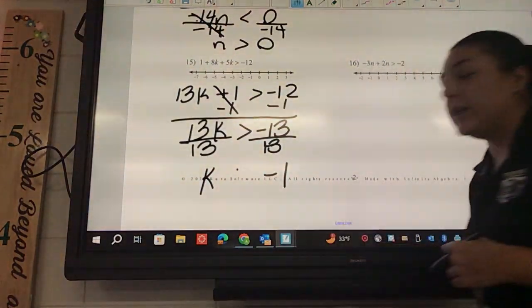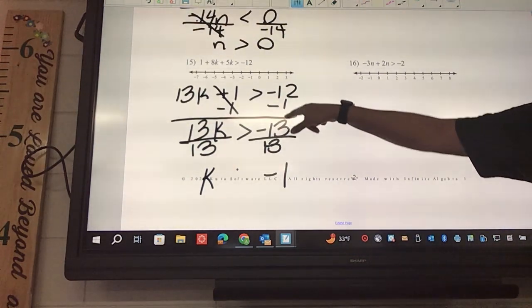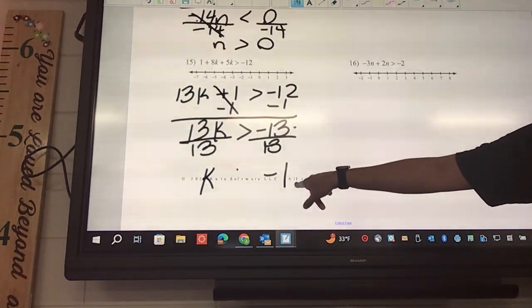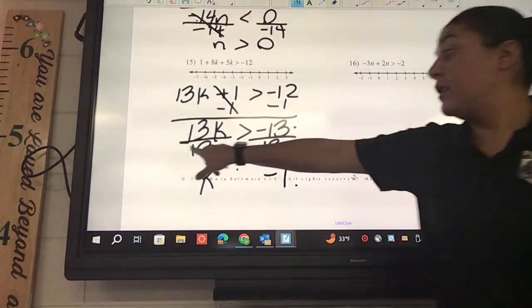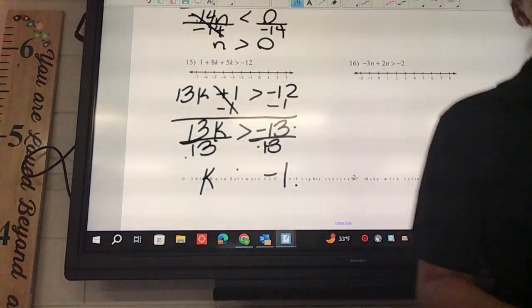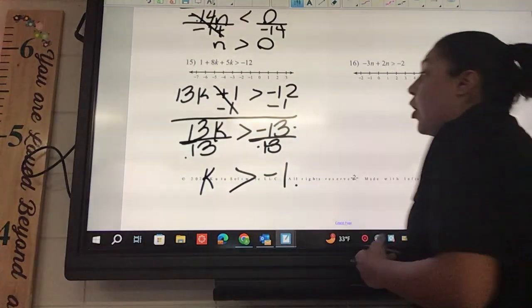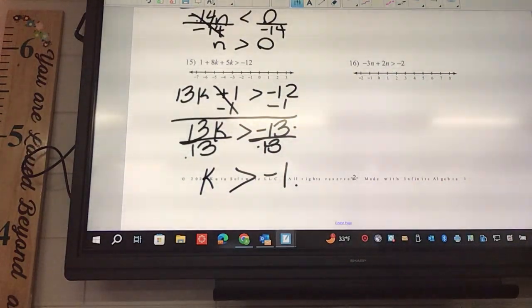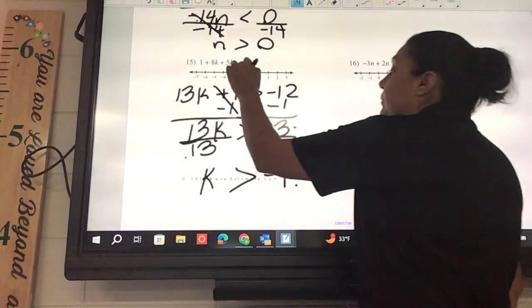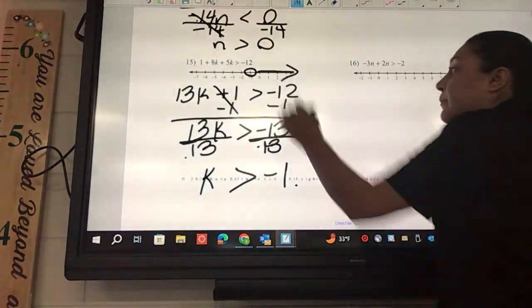Okay, do we need to flip our sign? No. Why not? Even though this 13 is negative and our answer, which is negative 1, is negative, you can see I divided by positive 13 on both sides. So we do not need to flip. The sign is going to stay the same. On the negative 1, is that going to be open or closed? Open. Going which way? To the right.